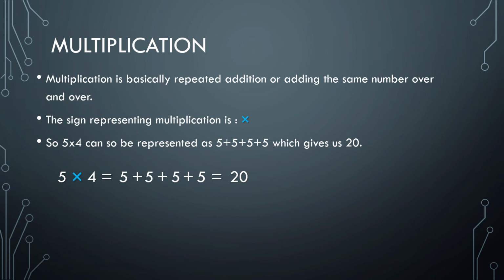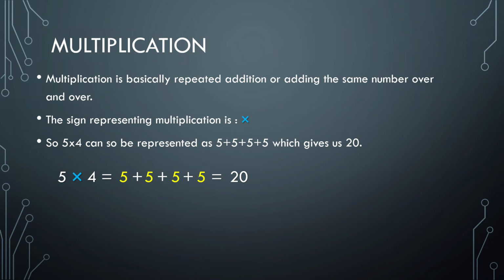So what is multiplication? Multiplication is basically repeated addition, or adding the same number over and over. The sign representing multiplication is something like an X. So how is this multiplication done? 5 times 4, that's how the multiplication symbol is pronounced, can also be represented as 5 plus 5 plus 5 plus 5. You can see that there's four 5s. That's what the 5 times 4 means. It basically says you need to add the number 5 four times. And this gives us 20. So this is how you basically do multiplication.